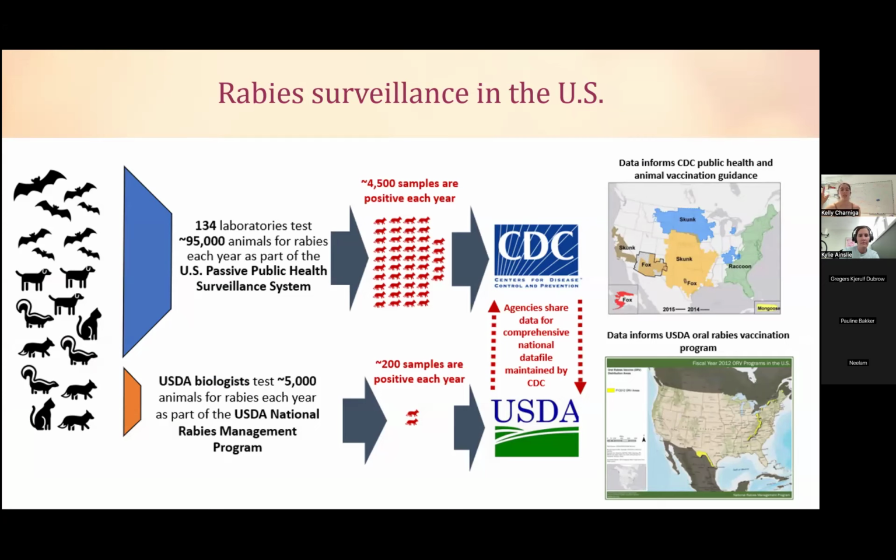And then CDC and Department of Agriculture talk to each other to develop recommendations. So every year we have this annual surveillance report for rabies, which shows you the geographic regions with the animals that are at risk. And then it also informs the USDA's oral rabies vaccination program. So this can help keep a particular rabies reservoir in a particular area and make sure it doesn't spread into other parts of the country.